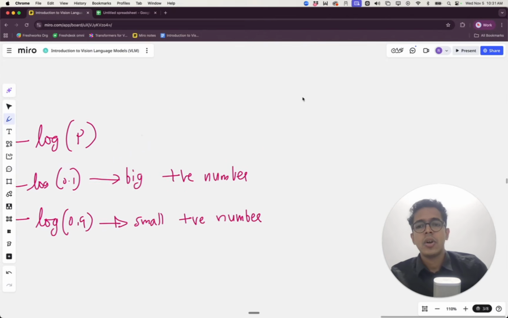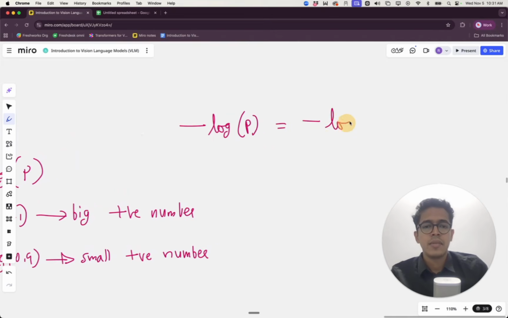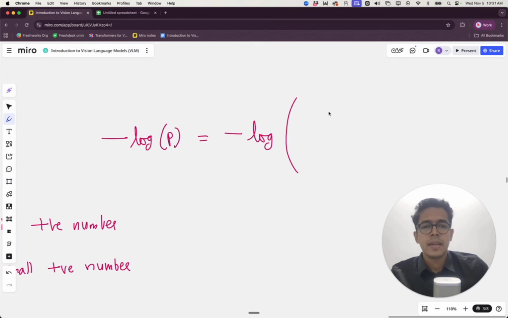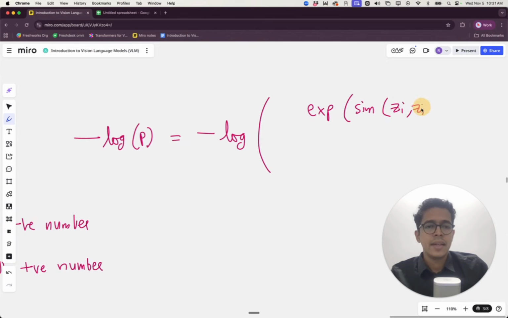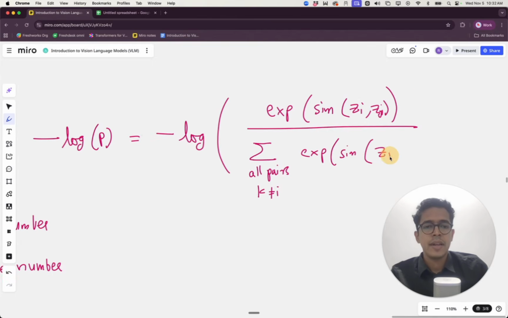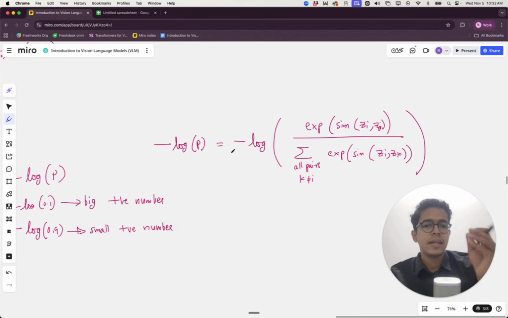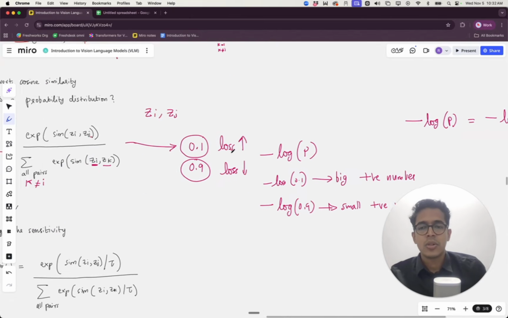So then what is our loss? Our loss is negative log of p, which is equal to negative log of exponent of similarity score between zi and zj. And then the denominator is sum over all pairs of i and k, where k is not equal to i. So this will be exponent of cosine similarity between zi and zk. This will be the loss function. And this is exactly like clip loss or contrastive loss.